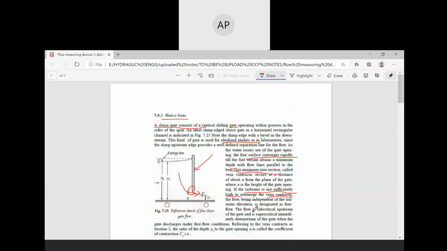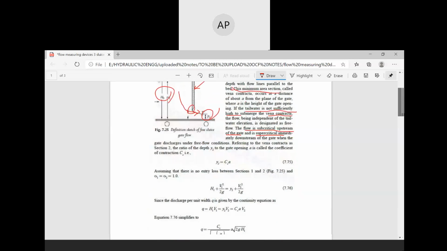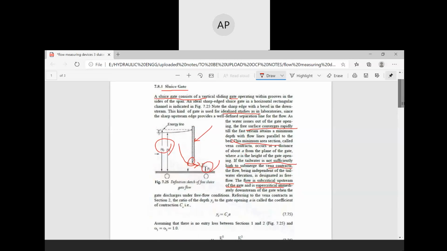The flow is subcritical upstream of the gate. So here the flow is subcritical and is supercritical immediately below the gate, near the downstream. The flow of water is supercritical in nature. Referring to the vena contracta as shown in section 2, the ratio of the depth y2 to the gate opening a is called the coefficient of contraction Cc. So y2 equals Cc into a.